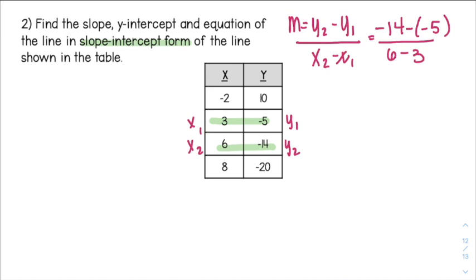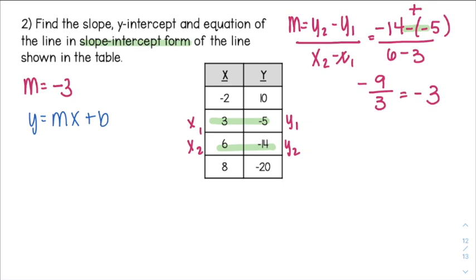Negative 14 plus 5, because this is going to combine to get a positive, so you're going to add. So you're going to get negative 9 over 3, which is just negative 3. So my slope is going to be negative 3. I'm going to do the same thing that I did in the other problem. I'm going to use my y equals mx plus b.